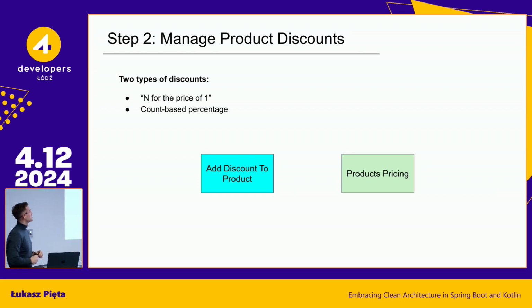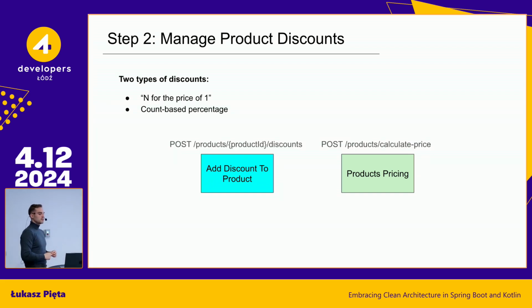So there are two types of discounts: buying N for the price of one, which is very common in food delivery applications, like buy 2 burgers in the price of one, right? And the other one is count-based percentage discount, like, okay, I bought, I don't know, 100 CDs, so I've got 5% discount, something like this.